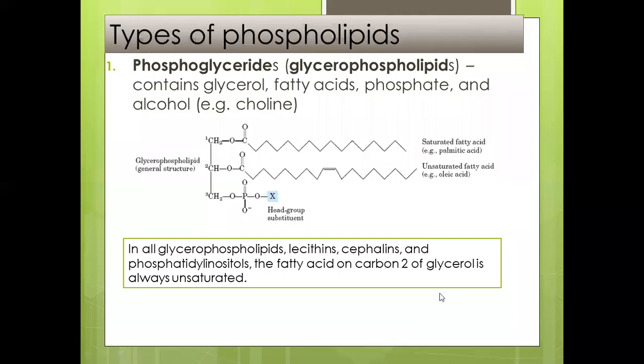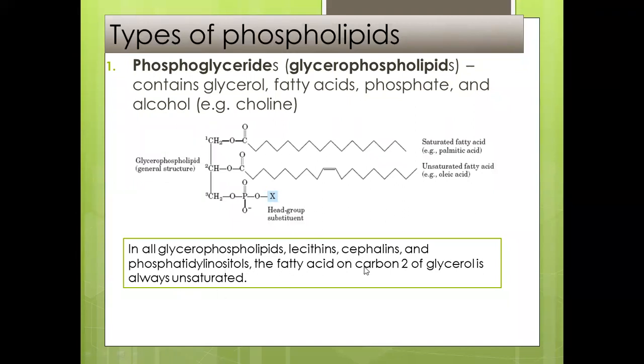So again, we're talking about the types of phospholipids. One is phosphoglycerols, so take note of the structure. Phospholipids, phosphoglycerides, or glycerophospholipids are the same. In all glycerophospholipids, you have the lecithin, cephalins, and phosphatidylinositols.